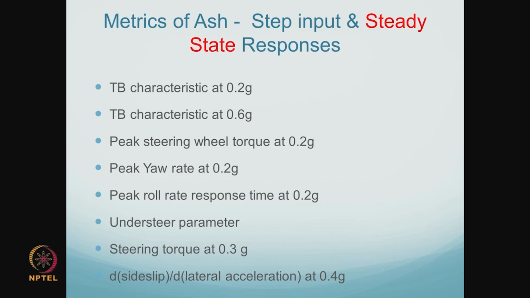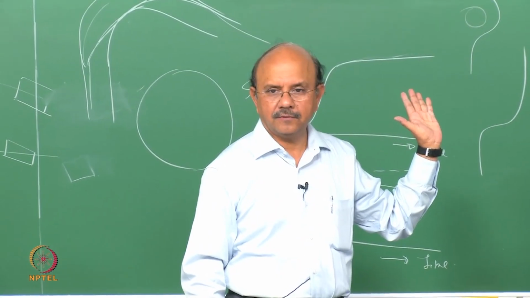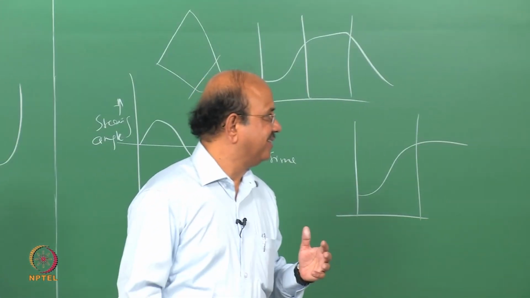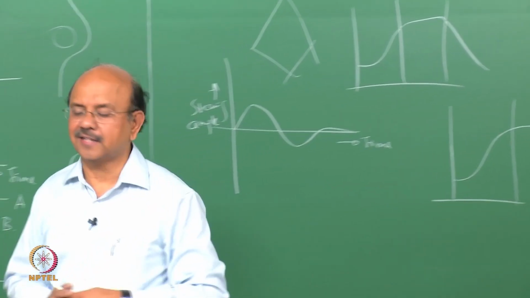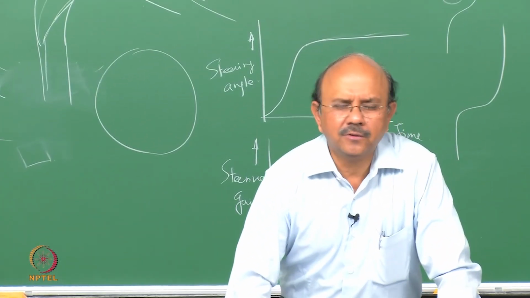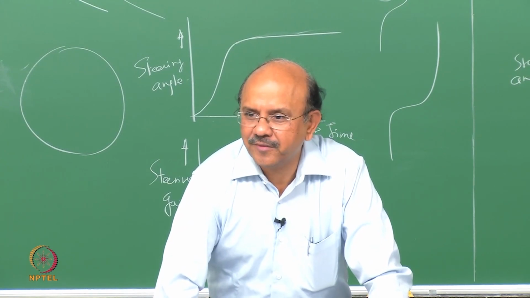Peak steering wheel torque, peak yaw rate at 0.2 G, peak roll rate response at 0.2 G, understeer parameter K, understeer gradient, steering torque at 0.3 G, then D slip by D lateral acceleration at 0.4 G. The list is becoming long, I'm losing track.